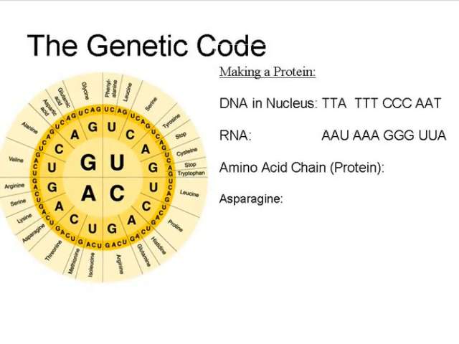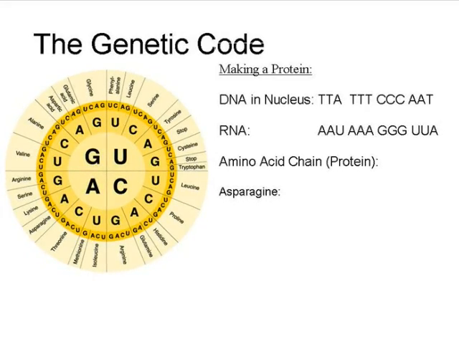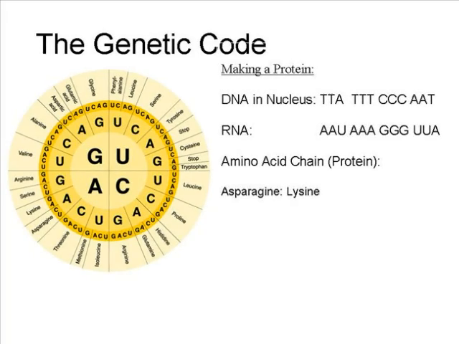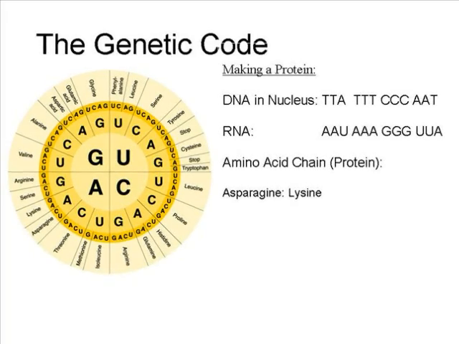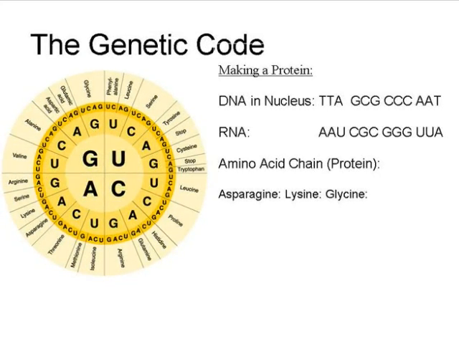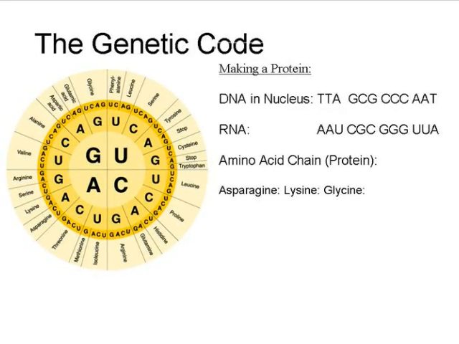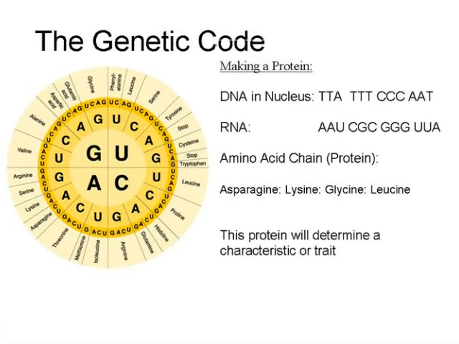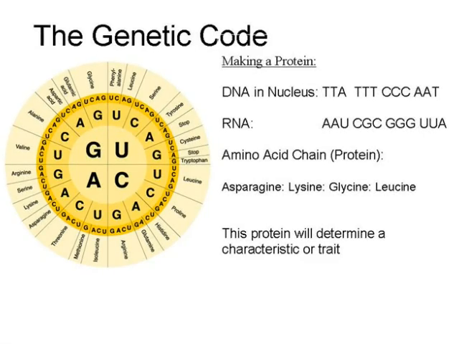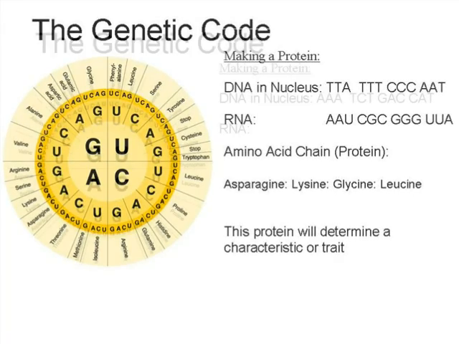The first RNA codon, AAU, codes for the amino acid asparagine. The second RNA codon, AAA, codes for the amino acid lysine. The third RNA codon, GGG, codes for the amino acid glycine. The fourth and final codon, UUA, codes for the amino acid leucine. The protein that you just created can now be used by the cell.